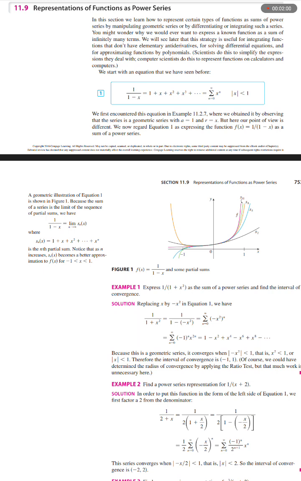We first encountered this equation in example 11.2.7, where we obtained it by observing that the series is a geometric series with a equals 1 and r equals x. But here our point of view is different. We now regard equation 1 as expressing the function f of x equals 1 over 1 minus x as a sum of a power series.